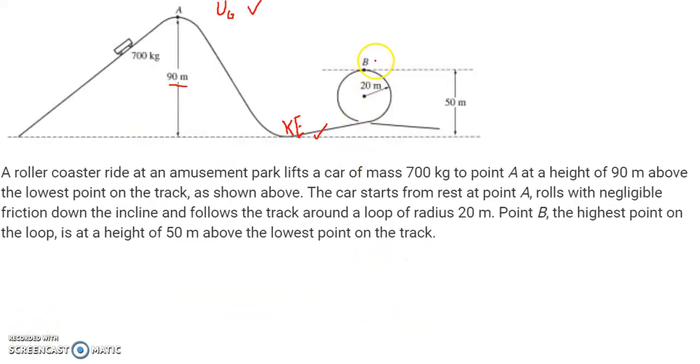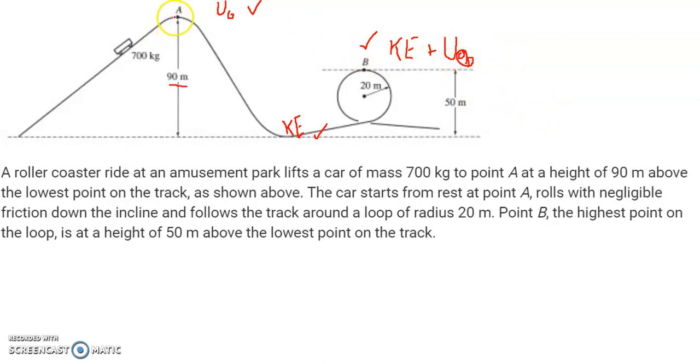Calculate the speed of the car at point B. Okay, let's take a look. So where is point B? Point B is right here. At point B, we're going to be moving, so we have kinetic energy, but we also have some height now, so we also have gravitational potential energy. It's supposed to be a U sub G, okay?